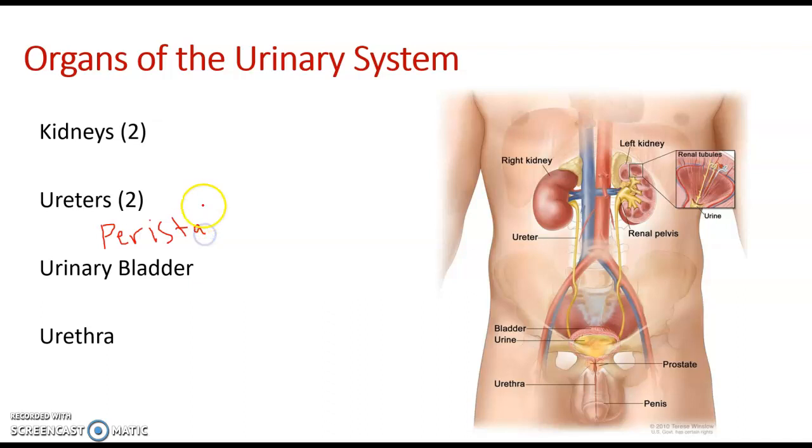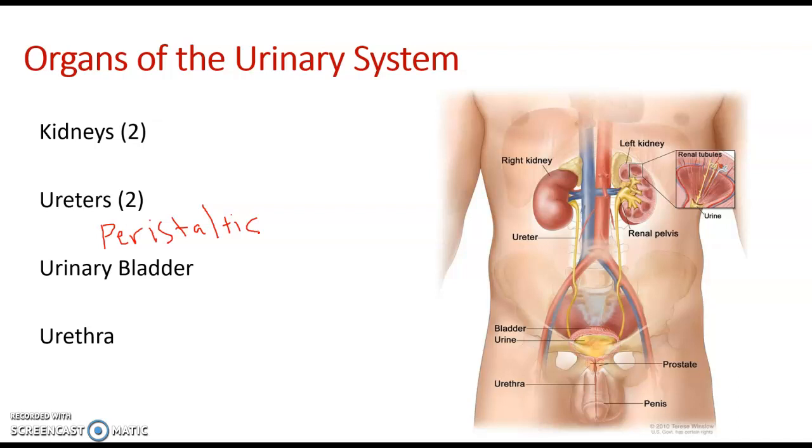So we're going to have those two layers of smooth muscle, longitudinal and circular, working in opposite directions to physically move things through the ureters. This is also why you can still fill your bladder even when you're lying down. Once that bladder is full, the urine leaves the body through the urethra.